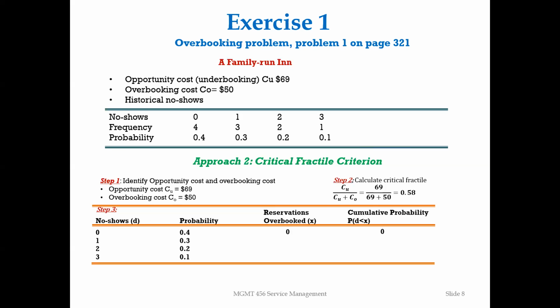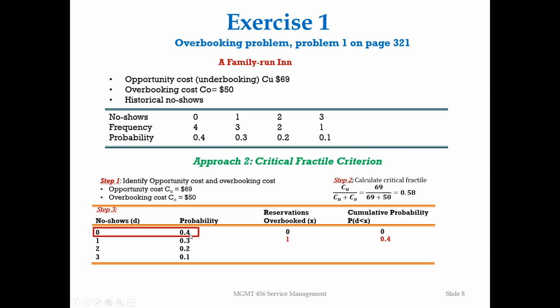If it never happens, that means the probability is 0. Then we can try the next overbooking limit, which is 1. If the overbooking limit is 1, in other words, if X is equal to 1, under what conditions is D less than X? Look at all these different D's. Obviously, only when D is equal to 0. When D is 0 and X is 1, D is strictly less than X. So what is the cumulative probability? Look at the probability, it's 0.4.